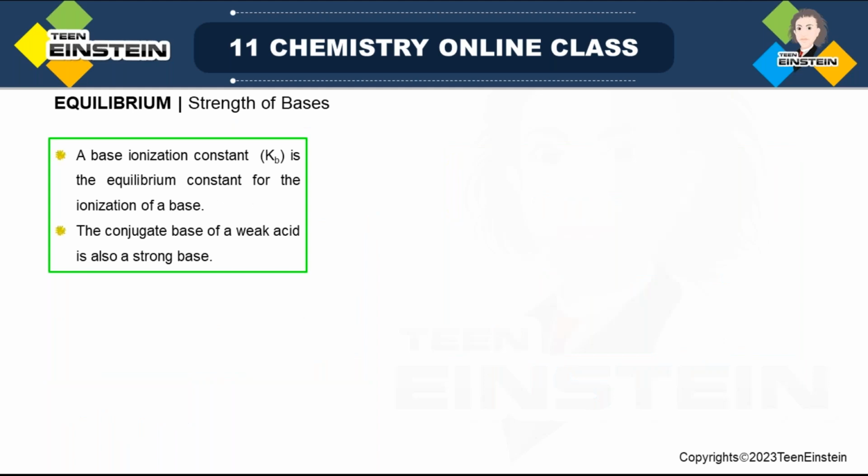Now, strength of bases. Remember, in the case of acids, for the strength of acids we used the ionization constant Ka, which is basically the equilibrium constant for the ionization of the acid HA in general. Similarly, the base ionization constant is denoted by Kb. B means base, and that is the equilibrium constant for the ionization of a base.